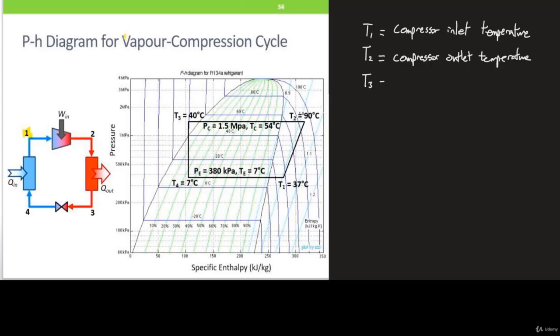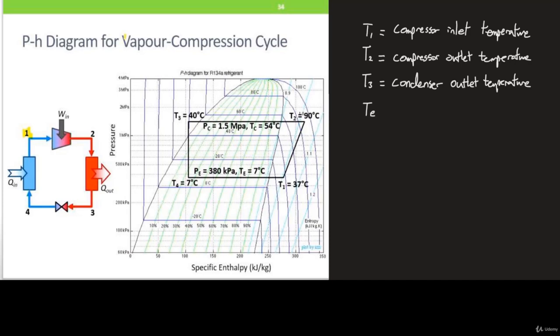How about T3? T3 will be after passing through the condenser. So T3, you can call it the condenser outlet temperature. And finally, you have T4, which we don't really use, we don't really give it a name, but of course you can call it the evaporator inlet temperature. So just try to remember these 3 temperature names: compressor inlet, compressor outlet, and condenser outlet.